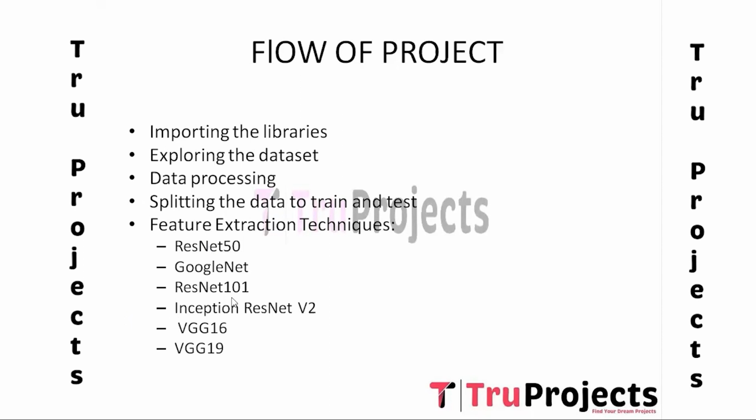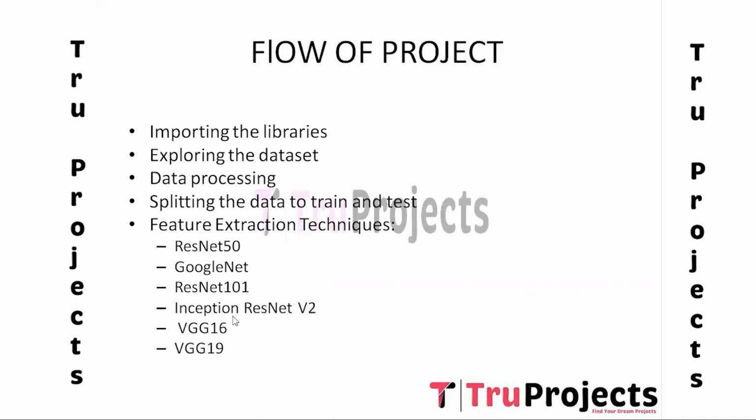The third one is ResNet 101. It is an extended version of ResNet 50 consisting of 101 layers. With more layers, it can potentially capture more intricate and detailed features from images. It is particularly useful when dealing with complex and varied datasets.